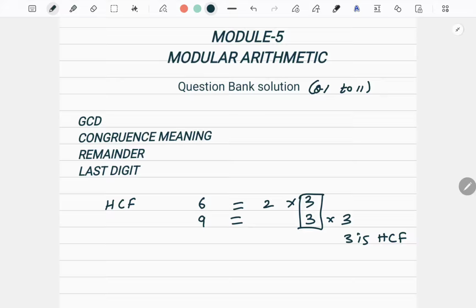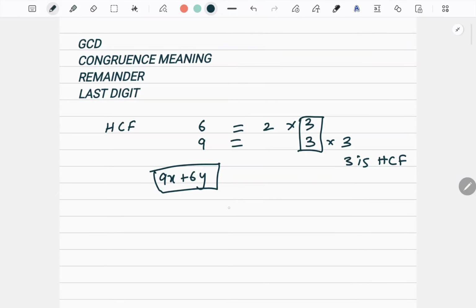One more thing you need to learn here is how to express this number. Suppose you are dividing 6 and 9, and I want to express the GCD or the HCF in the format of 9x plus 6y. So this concept also you need to learn. Okay, I'll tell you a very simple example. Suppose I give you 9 and I am asking you to divide by 2. This is the division algorithm. What you will write? 2 4s are 8, 1 is the remainder. So 9 can be written as 2 into 4 plus 1.